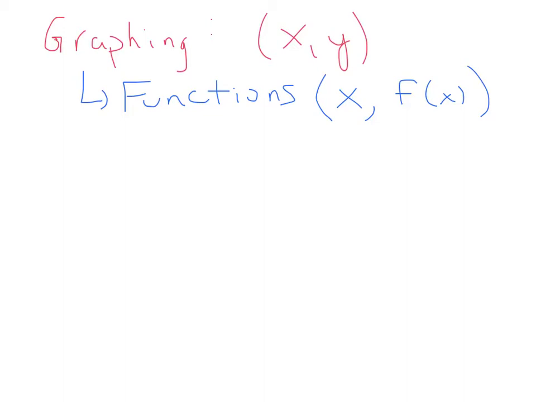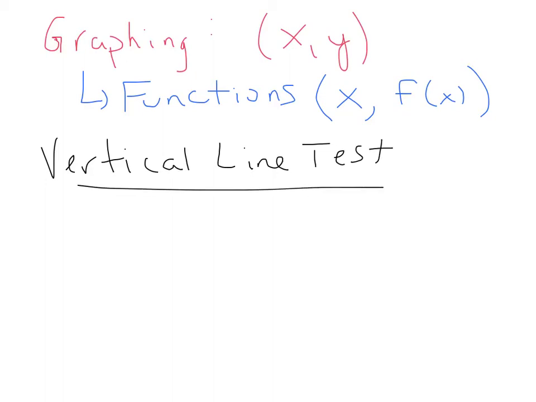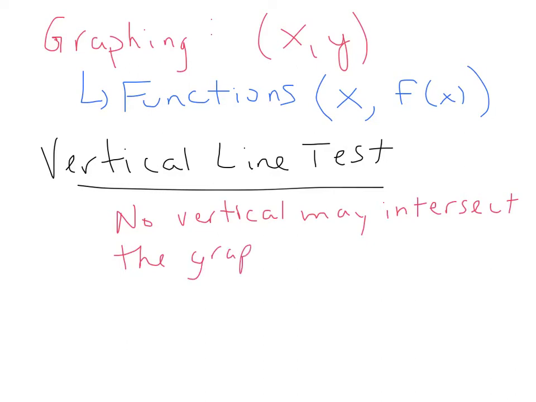And when we look at graphs, we have what's called the vertical line test. The vertical line test is something we can use when looking at a graph to determine if the graph represents a function. And what the vertical line test says is that no vertical line may intersect the graph more than once. So no vertical line can intersect a graph more than once in order for that graph to be a function. If you can find any vertical line that crosses the graph twice, that graph does not represent a function.